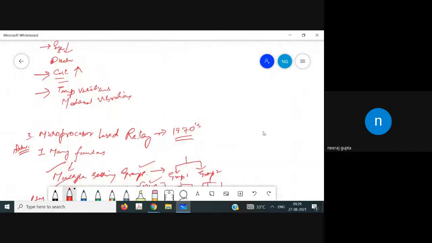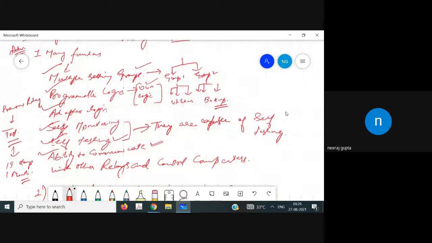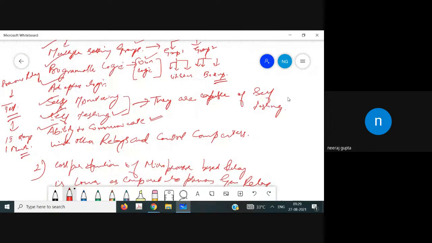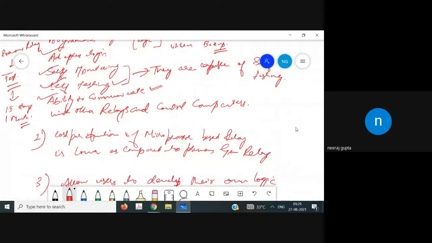Now after that, the microprocessor-based relay came in the 1970s. Many functions are performed by it. They have multiple setting groups and programmable logic, that is, we can develop our own logic, adaptive logic. You have self-monitoring and self-testing. This testing needs to be done every 15 days or 1 month for every type of relay. So it self-tests by using certain circuits, and has the ability to communicate with other relays and control computers.